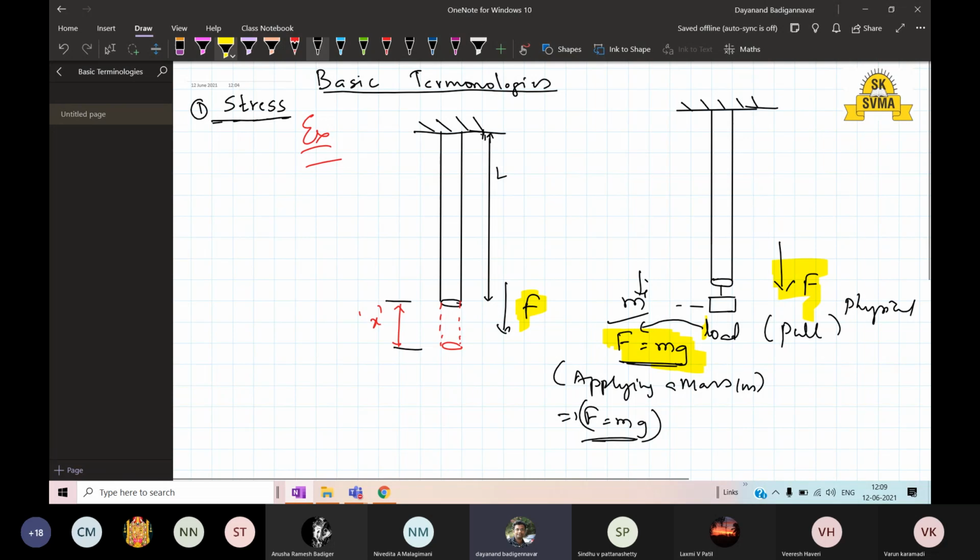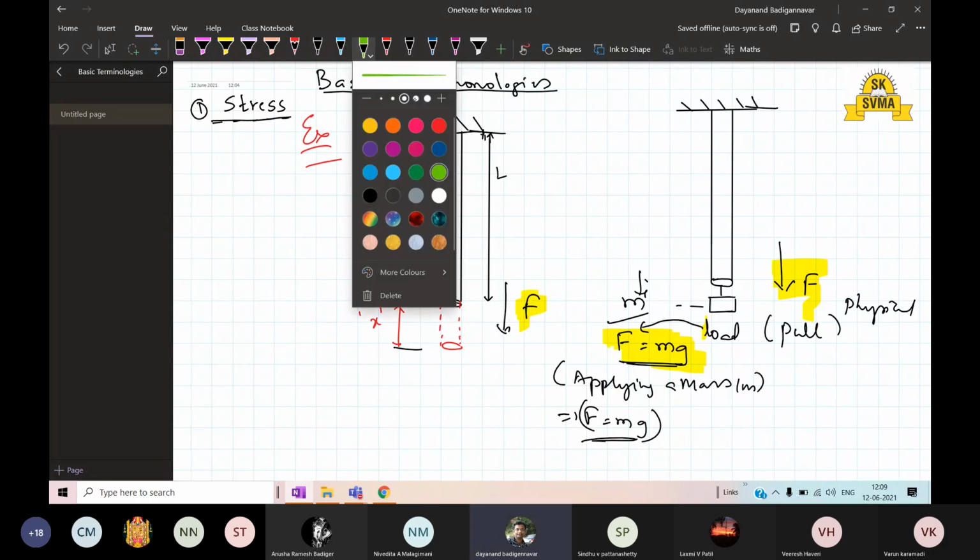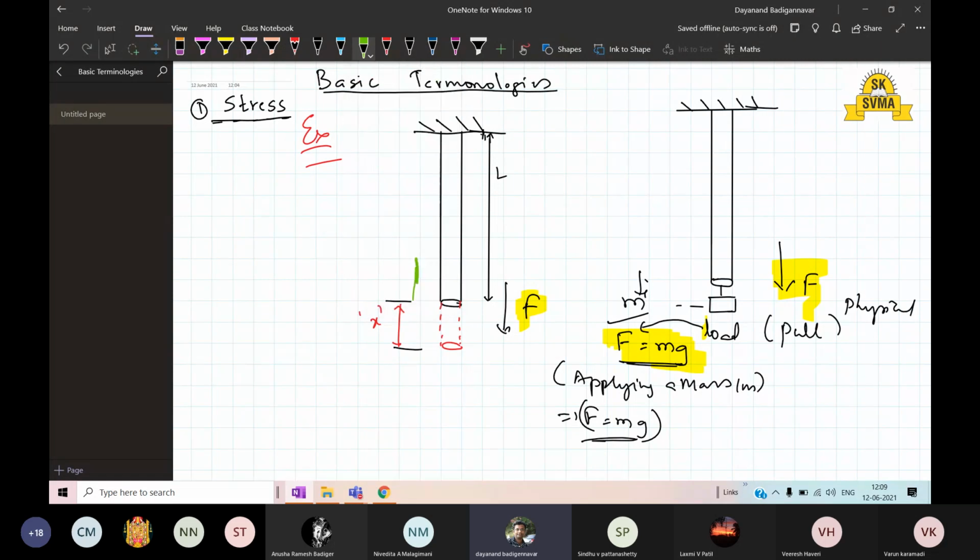And as you know, there is a restoring force. The restoring force acts in the opposite direction. This is the direction of the restoring force, Fr. Now let us take the area. This is the cross-sectional area A. A stands for the area. What is Fr? Fr is the restoring force.